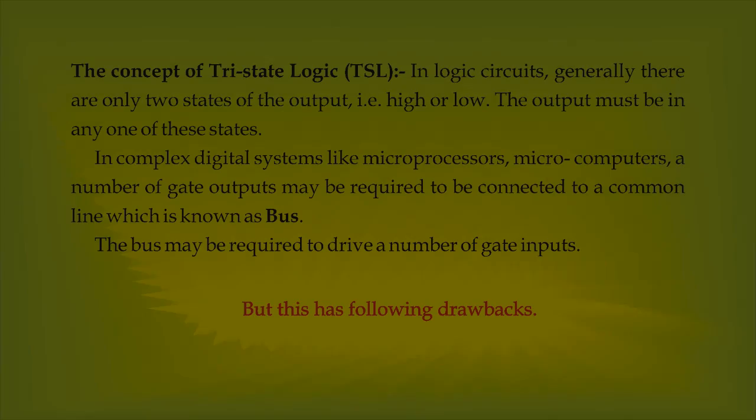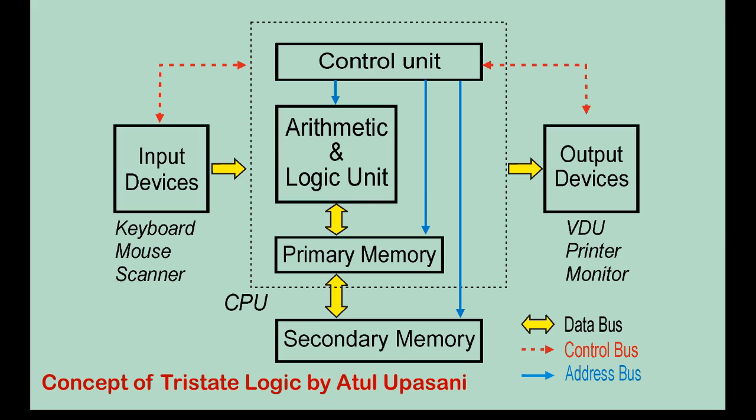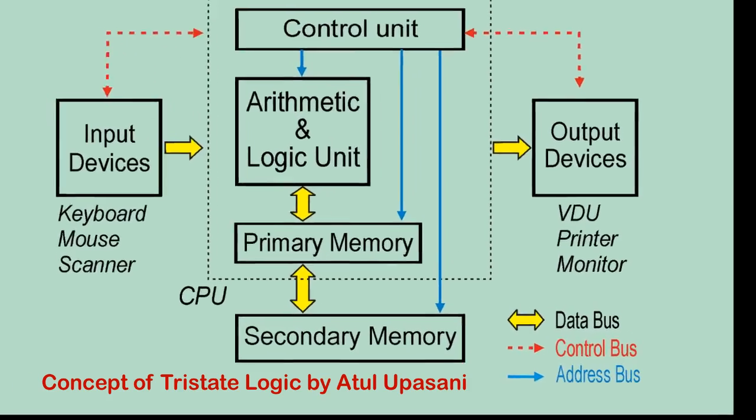But in most complex digital systems or circuits like microprocessors, microcomputers, or when a number of gates are combined, their outputs are required to be connected to a common line, and that common line is mostly called a bus. In the next chapter, that is computer fundamentals, you will have a clear idea about bus. Actually, bus is nothing but a bunch of wires or bunch of tracks which carries data, and there are three types of buses used in digital computation.